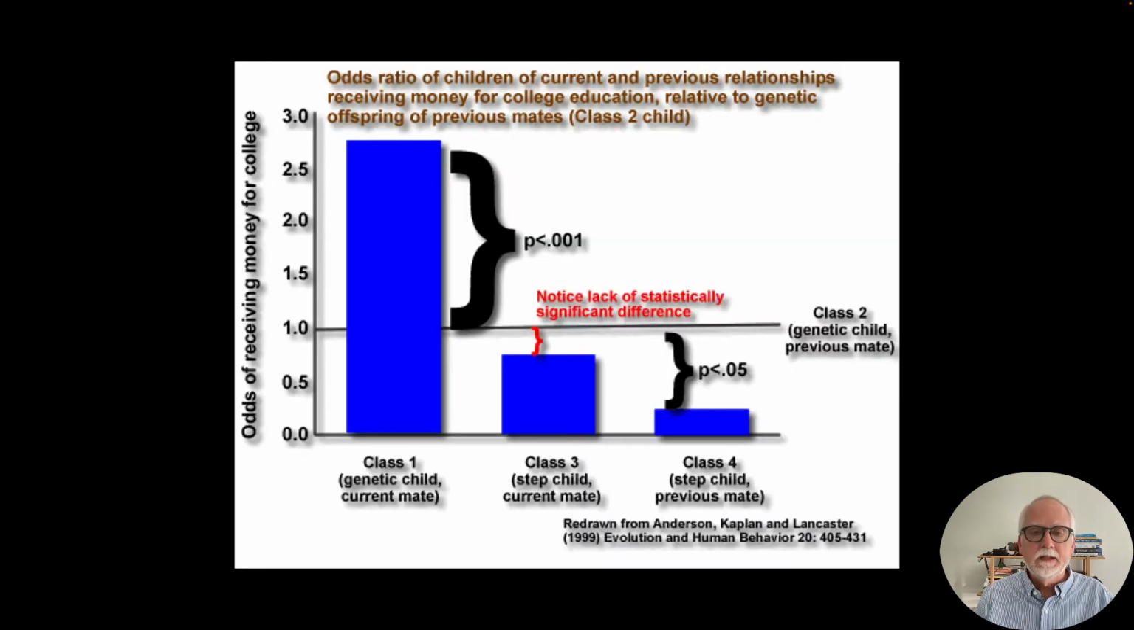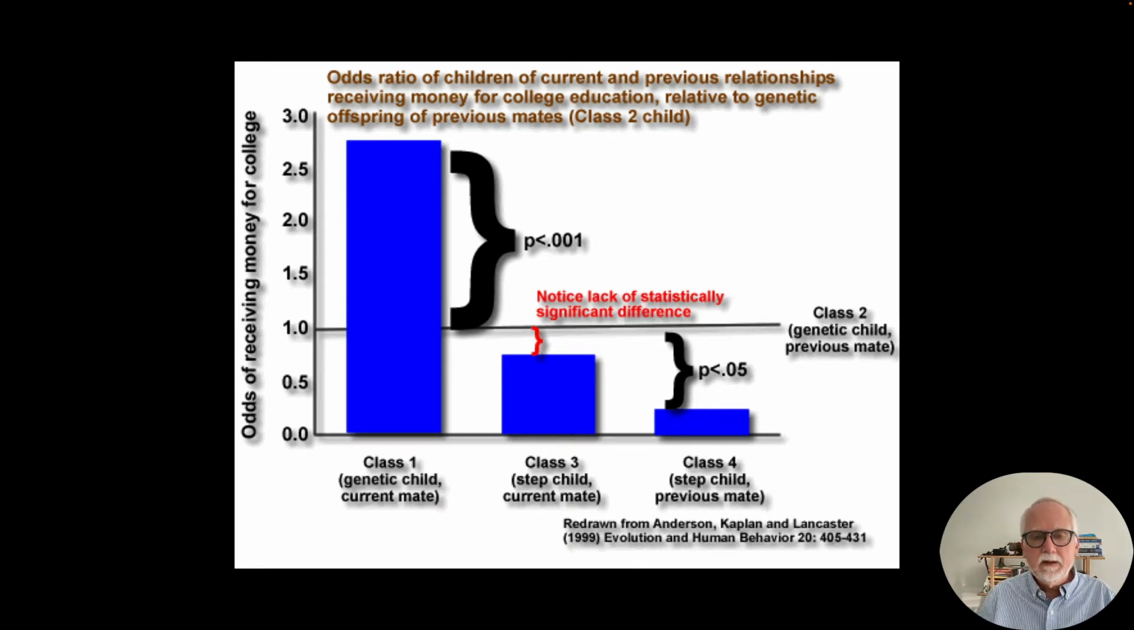So here were the data from that particular article, and you can see that class 2 is considered the baseline. So that's where you have a genetic child and the partners are not together anymore. But compared to that condition of class 2, where were class 1, class 3, and class 4? Well, in class 1, there was much more likelihood that the father was going to give resources to a genetic child of somebody who was their current mate. But you can see that in class 3 and class 4, particularly class 4, when they had a stepchild from a previous mate, there was substantially less money being given to that child during university.